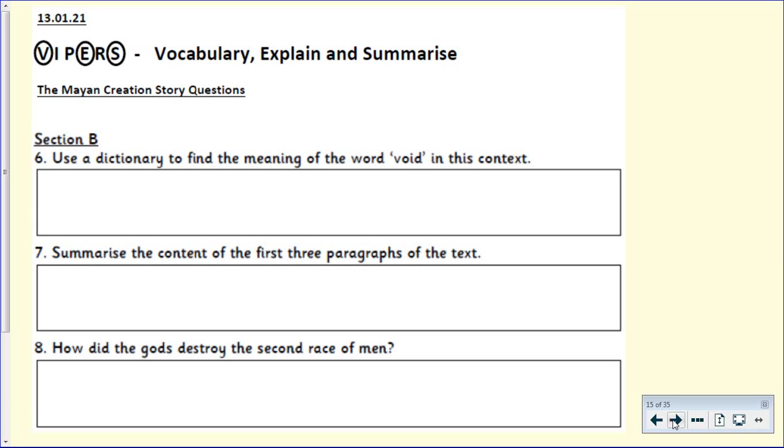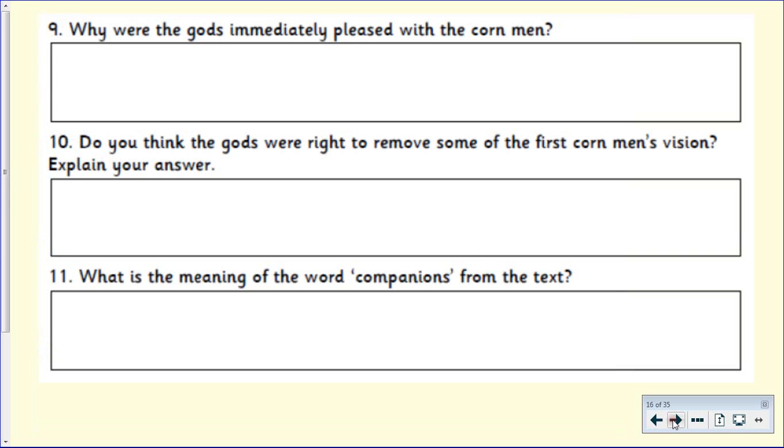How did the gods destroy the second race of men? So have a think about how they destroyed the second race of men, which was in that little bit we read. Why were the gods immediately pleased with the corn men? Again, you're going to have to look back at the original text. So you can either look at yesterday's video or you can look at the PDF on Teams.